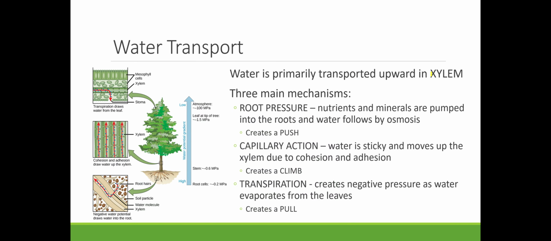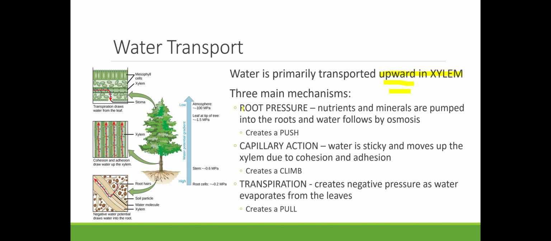Now, as we know, hopefully, water is moved in the xylem. And there's three major mechanisms that are going to allow water to move upward. Now, this is the key. In the xylem, the water is always moving up, okay? Anytime you see pictures of xylem, the arrows are always going upward, okay? So this is a one direction type of movement. And the reason why is because water is only absorbed down in the roots, okay?